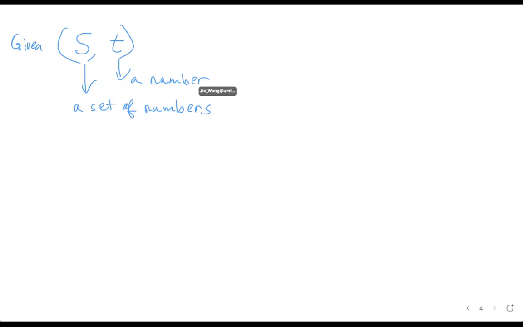So what we want to know is whether there is a subset S prime that's in S, a subset of S, such that you sum up all the elements a in S prime, you just add them up, that's exactly equal to T. Okay, so that is the subset sum problem. And then we're going to show that this problem is NP complete.